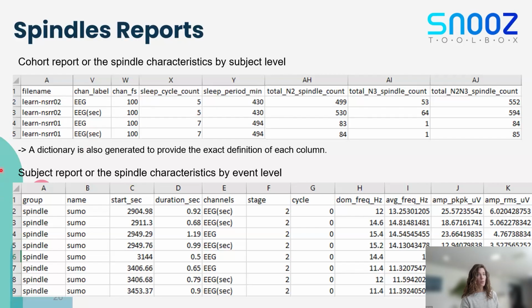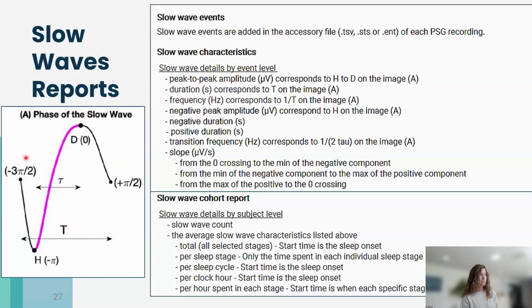And in the subject report, there's one row per detected event. So you have the characteristics of each spindle with its onset, duration, and all the characteristics. The exact same idea applies to the slow wave reports. Only the characteristics differ, and I have already presented them today, so I will just move on to the next slide.